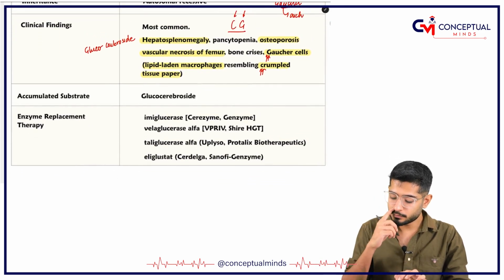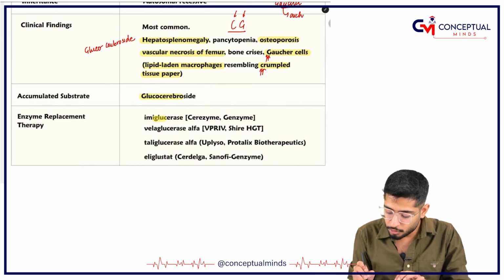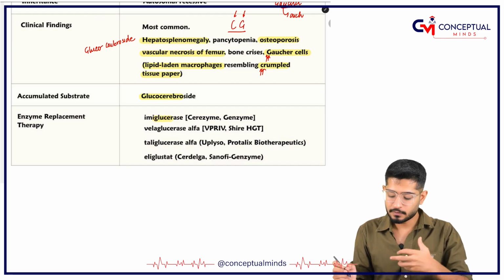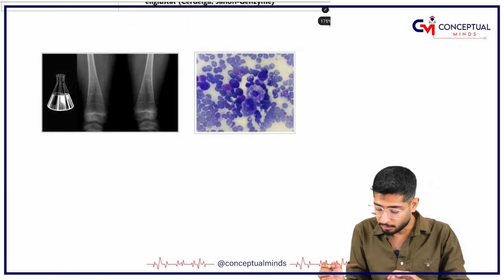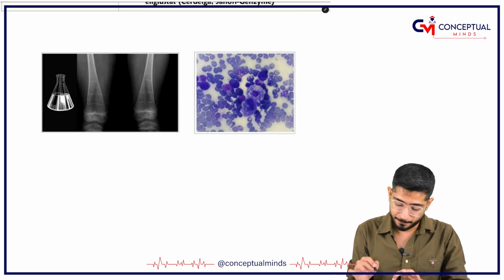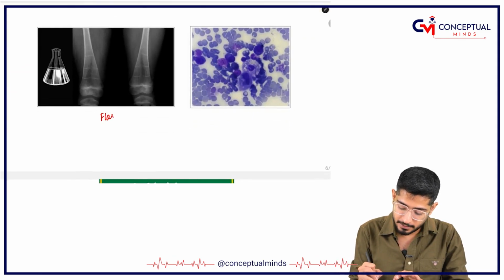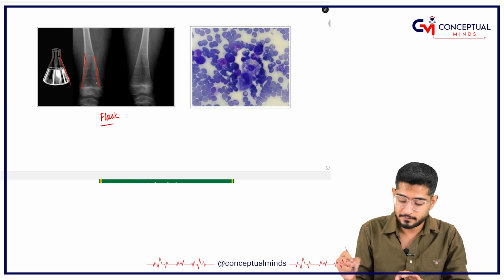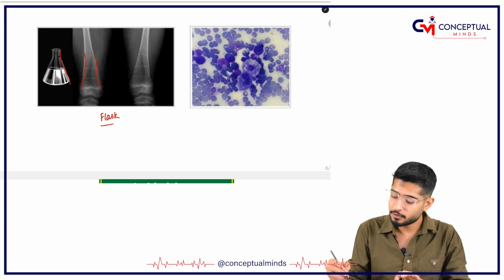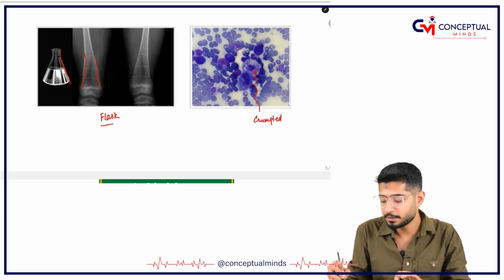Okay, so what will you give? Can you see this is a glucocerebrosidase problem, so everything is going to have the name glucerase, like that. And yes, this is a very important image, because there is a flask shaped deformity. Flask, can you see the flask? This is the flask. So there is a flask shaped deformity, and of course these are the lipid-laden macrophages, especially if you see, this is having a crumpled tissue paper appearance.